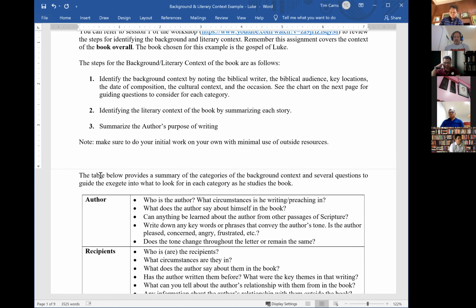Most books, the author doesn't, so you have to figure that out. But in John's case, he does. So you just need to state what is his specific purpose for writing. All right, so those are the 3 steps.